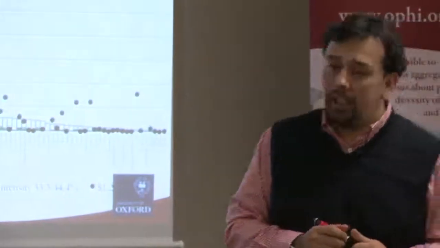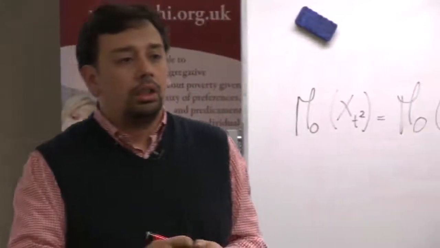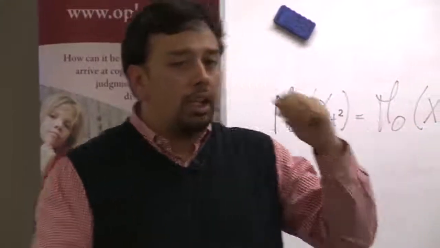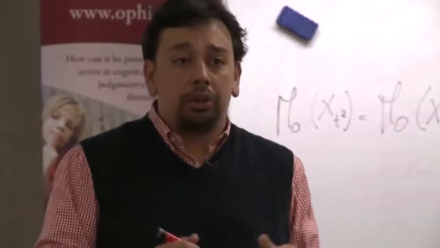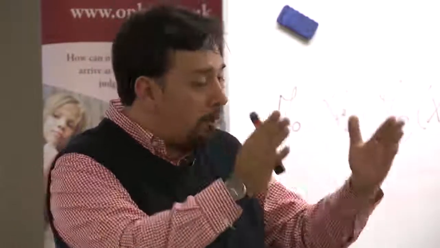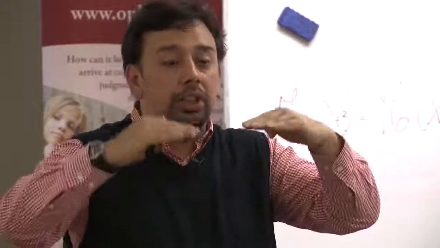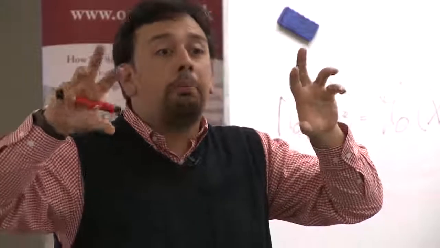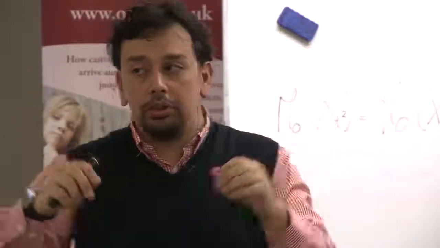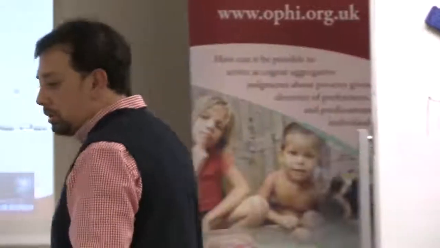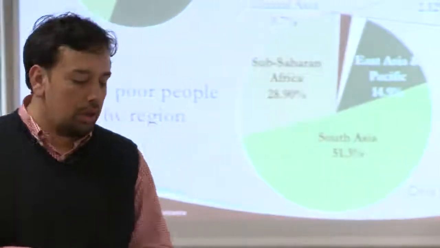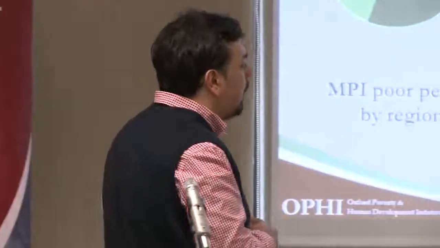For instance, when we are comparing the MPI with the income poverty, you should compare the headcount, the H, with the H of income poverty. No, not the MPI, the M0, with the H of income poverty, because you are trying to measure the same thing. You are trying to measure percentage of people. So be careful when you are measuring. Be careful when you are explaining. And with these slides, I will be finishing.